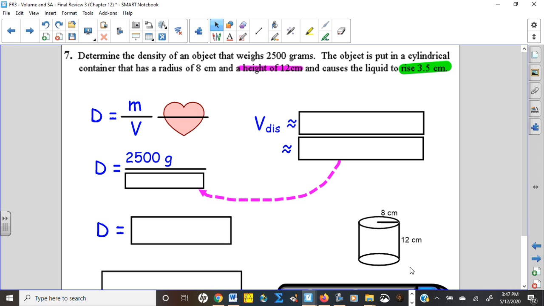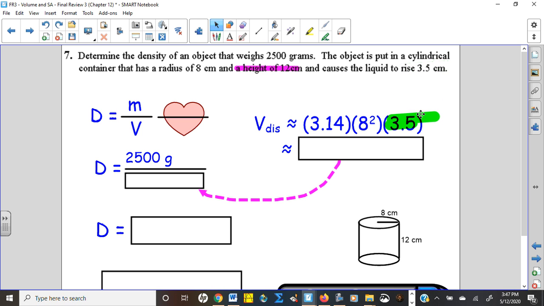So we know that the volume of a cylinder is pi r squared for base times height, right? But we're not going to multiply by this 12 here because that would give us the volume of the full cylinder. And I don't need the volume of the cylinder. I just want to know how much the volume changed. And so I'm gonna use this 3.5 here for my height. But other than that, it's just pi r squared times height.